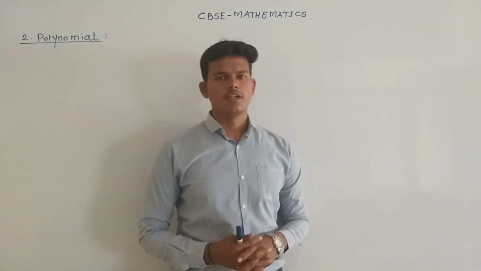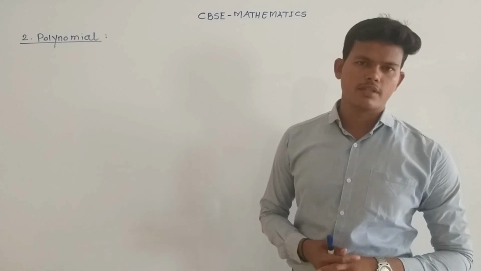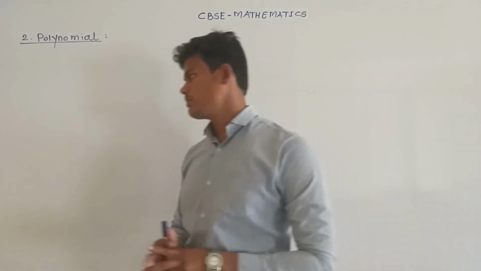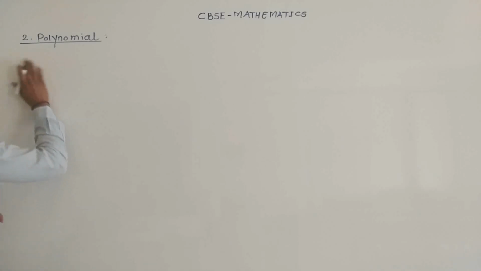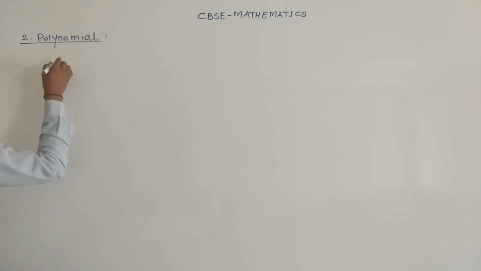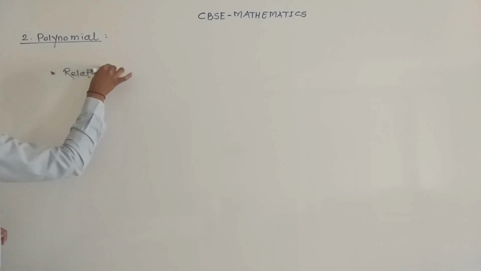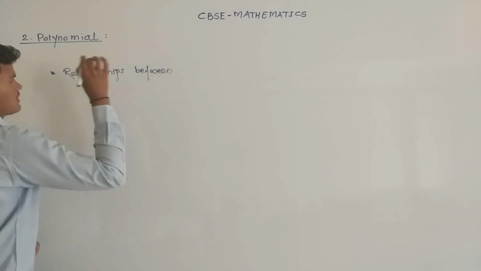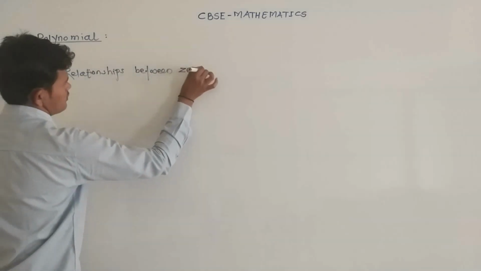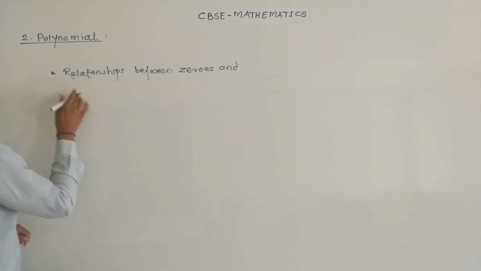So students, in today's lecture we are going to start the next point of our chapter, that is the relationship between zeros and the coefficients of a polynomial.